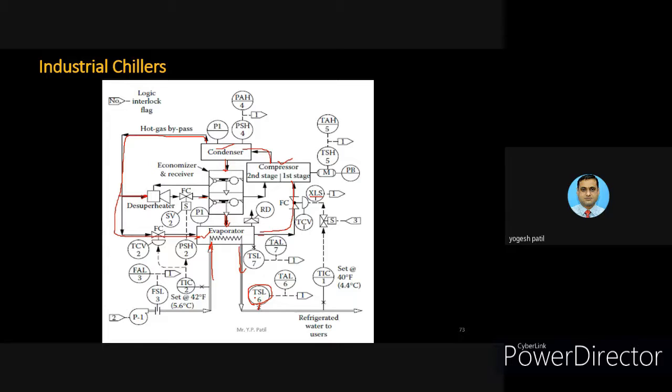Then FSL is also there. FSL3, where is FSL3? You can see FSL3 here. What is this FSL3? That is the refrigerant water flow measurement. You can see the DPT type of arrangement here to measure the flow rate. The refrigerant water flow rate is measured after the pump. So this P-1 is actually the pump, and this is the pressure flow measurement.